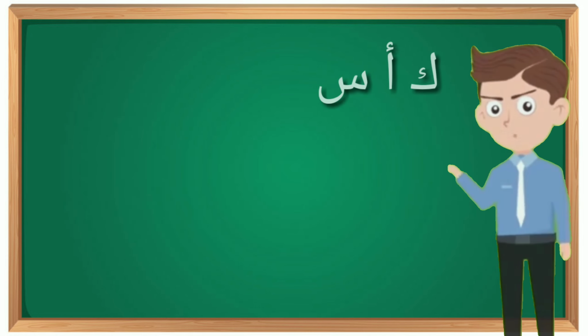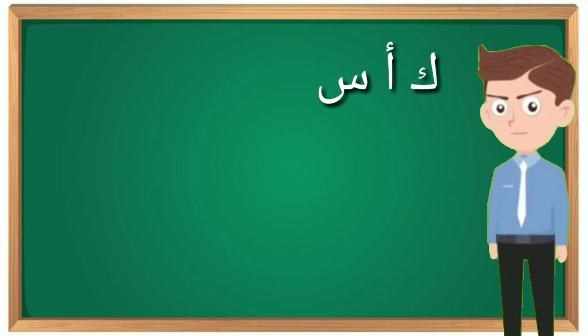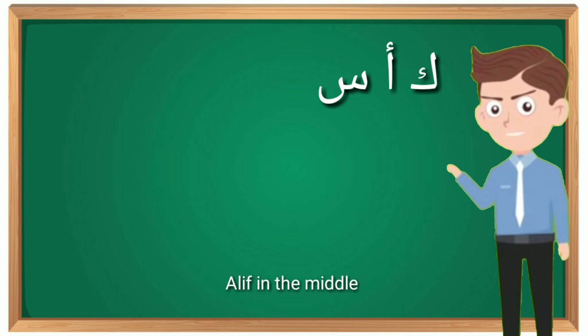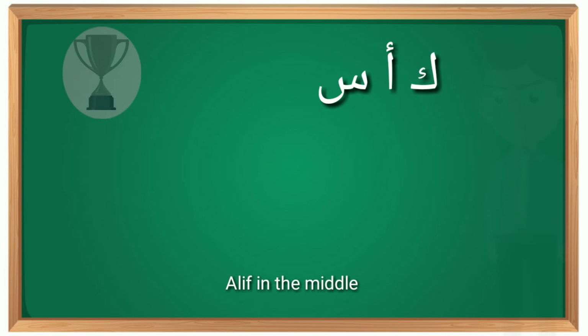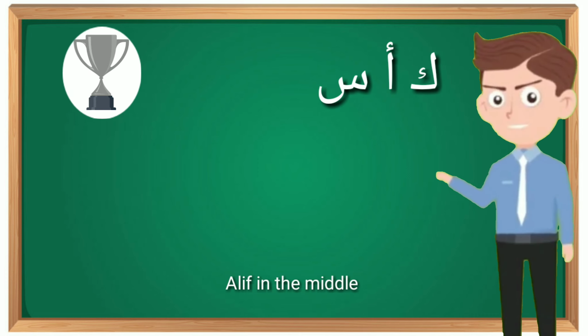In this example, we can learn how to write and join alif in the middle. The first letter is kaf, second letter alif, third letter sin. We can read it ka'as, ka'as. Ka'as means trophy, trophy.